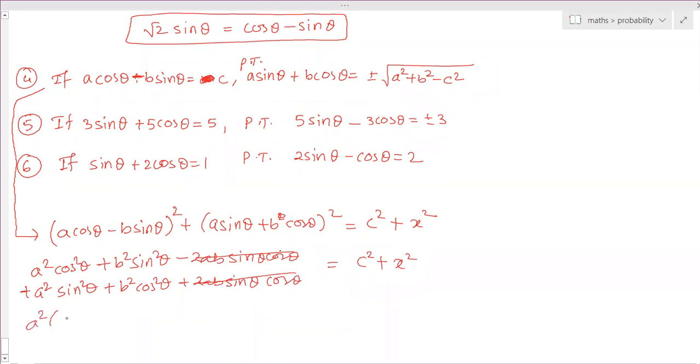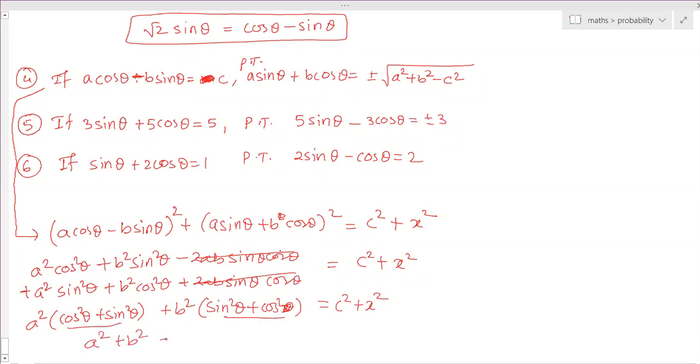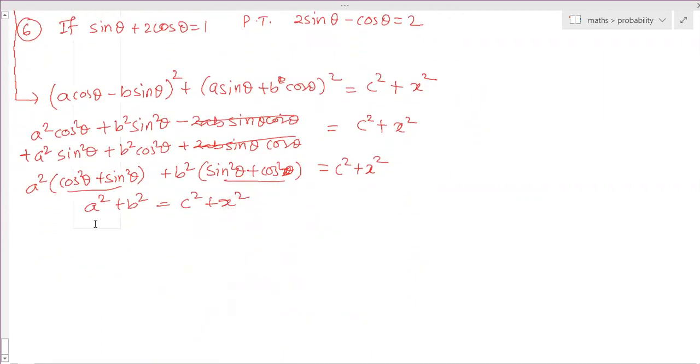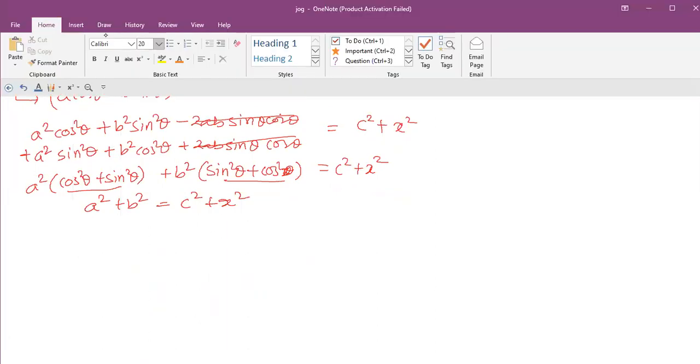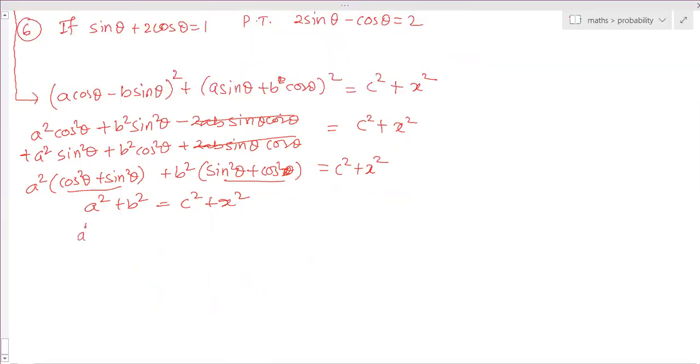Here take a square common, cos square theta plus sin square theta, plus b square common, sin square theta plus cos square theta, that is equal to c square plus x square. So this value is 1, this value is 1. So a square plus b square is equal to c square plus x square. Then x square is equal to a square plus b square minus c square. So x is equal to plus or minus the square root of a square plus b square minus c square.